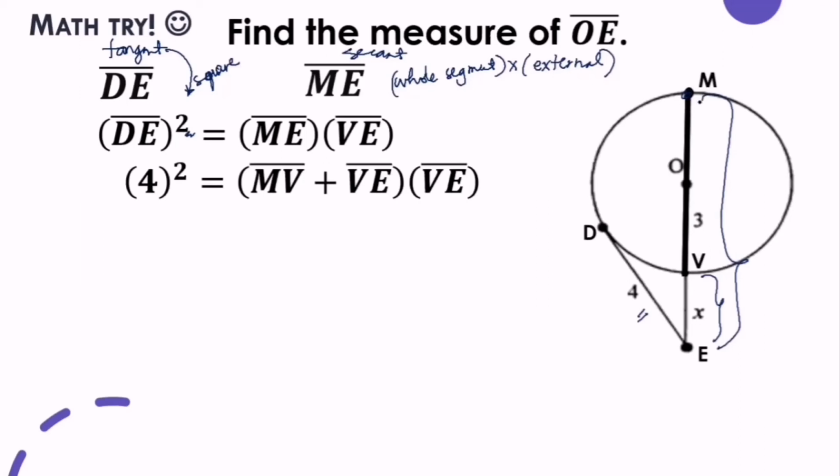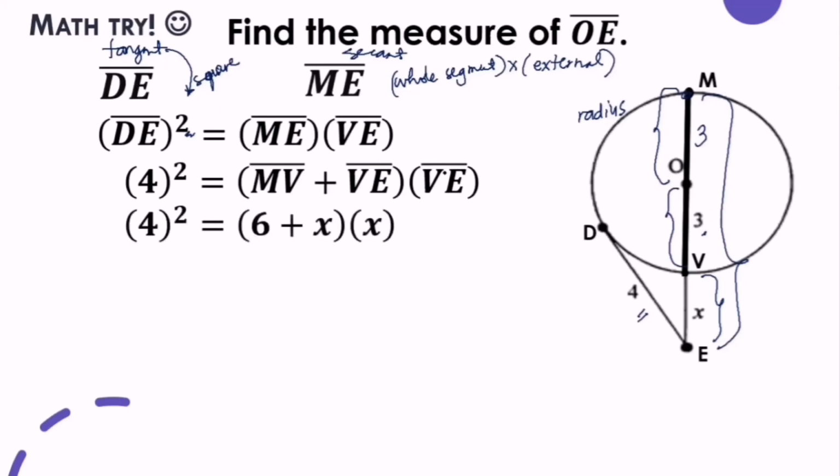Pero kung mapapansin nyo, may missing, may walang value dito. Ano ba si segment MO? Diba? Siya ay radius. At may isa pa tayong radius which is OV na ang sukat ay 3. Eh lahat ng radius ay equal. So ibig sabihin, this is also 3. Clear? Okay. And then the external segment is VE. We're going to multiply on that. Then, let's have this.